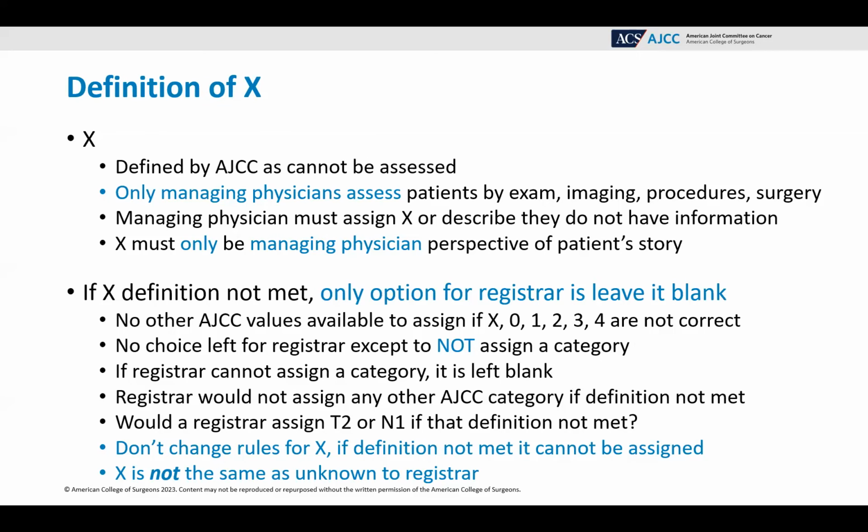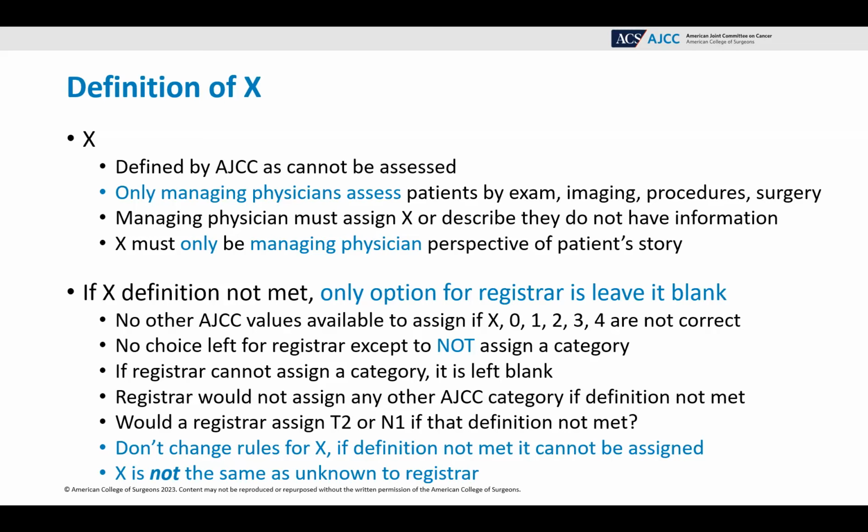So the definition of X. X is defined by AJCC as cannot be assessed. Only the managing physicians assess patients by exam, imaging, procedures, or surgery. The managing physician must be the one to assign X or describe that they do not have the information, which is the same as the X category. X must only be the managing physician perspective of the patient's story.